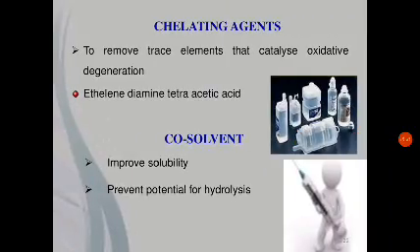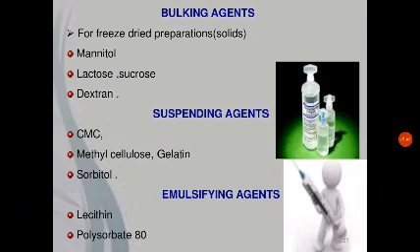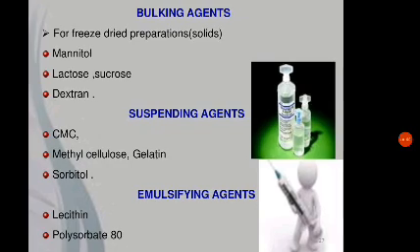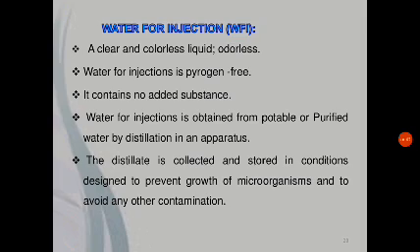Then chelating agents are added to remove trace elements such as lead, copper, etc., heavy metals. EDTA is the most commonly used chelating agent, and some co-solvents can also be used. Bulking agents and suspending agents are there when the product cannot be made into a simple solution. Commonly used suspending agents are CMC, gelatin, sorbitol. Emulsifying agents also come into action.